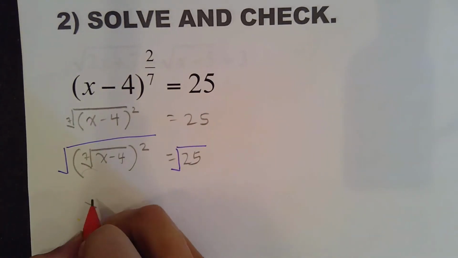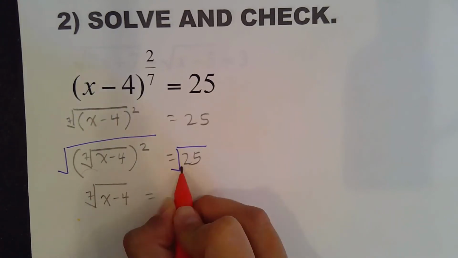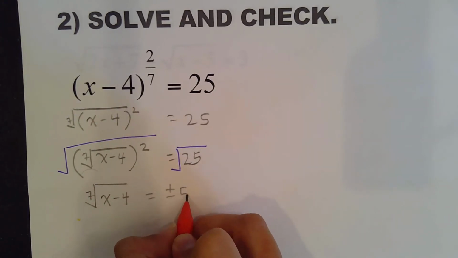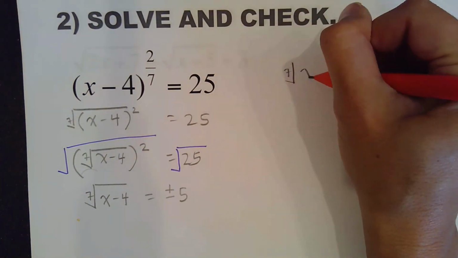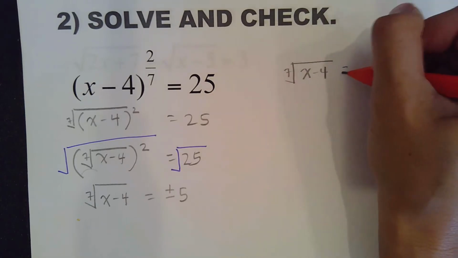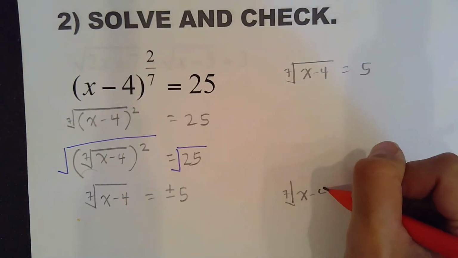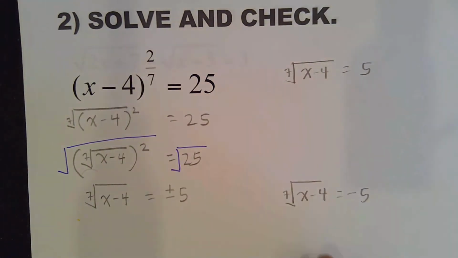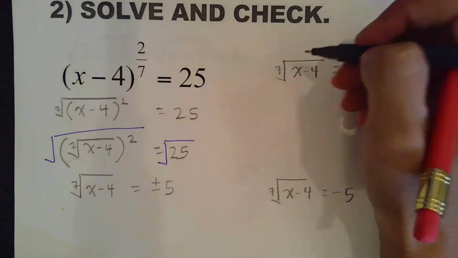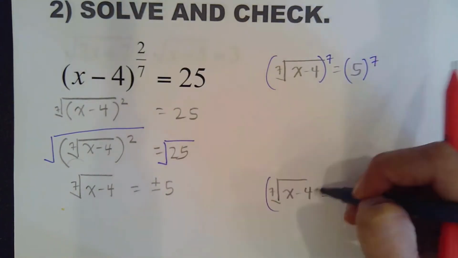So this is going to be the 7th root of x minus 4. If I take the square root of 25, it's going to be plus or minus 5. So that means I'm going to have the 7th root of x minus 4 is equal to 5, and the 7th root of x minus 4 is equal to negative 5. And is that okay? 7 is odd, so it can be equal to a negative, and it can be equal to the positive. So same thing, I am going to now raise both sides to the 7th power.